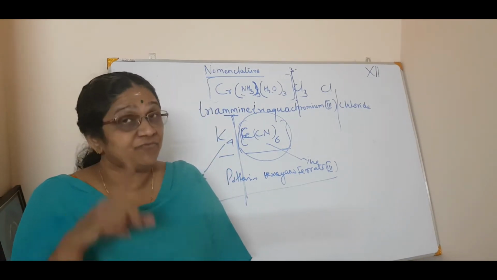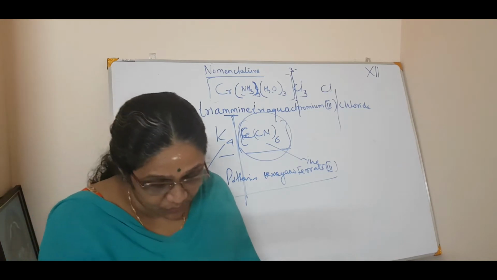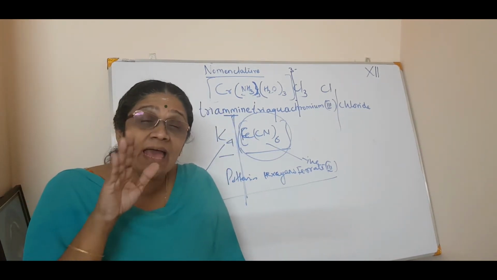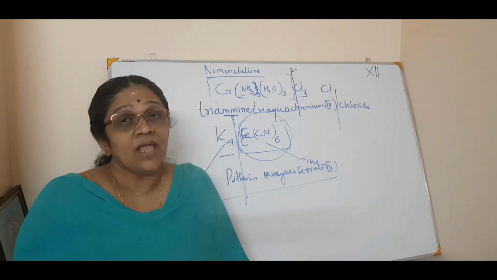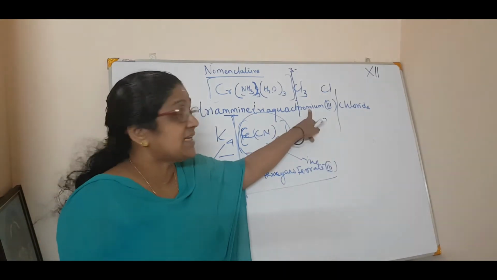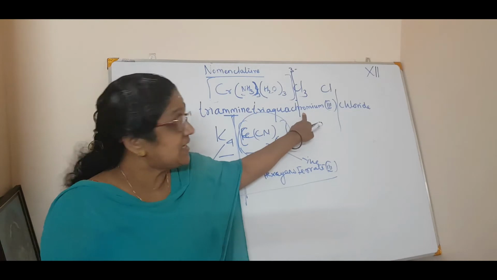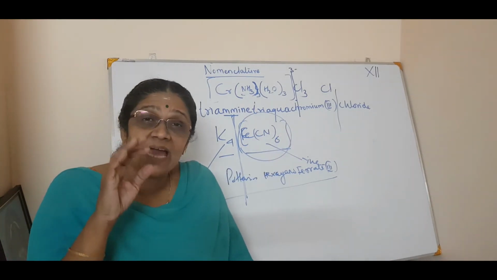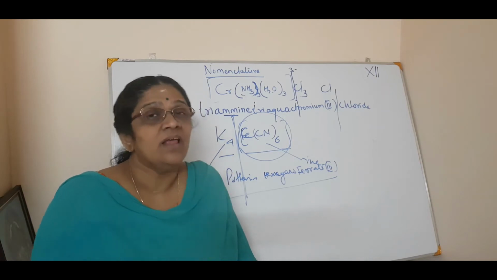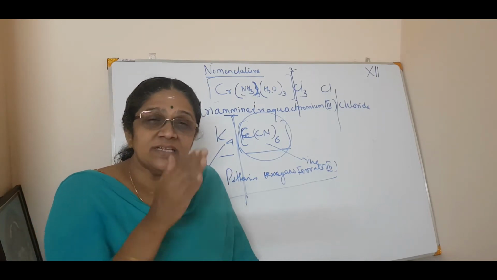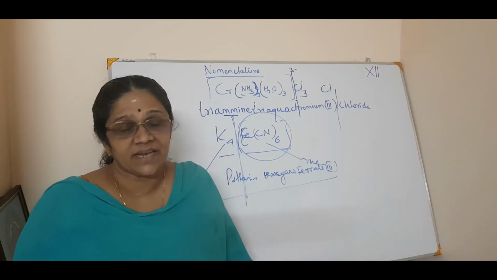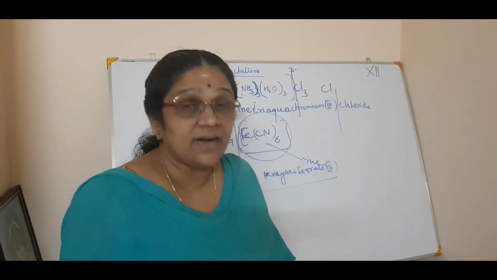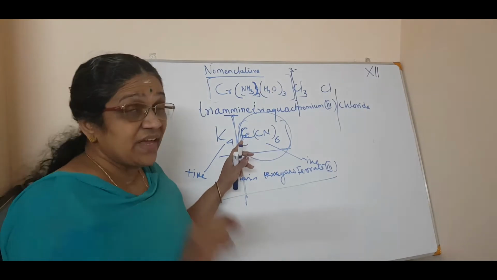Clear? That is the first rule. Now the second rule is, what is it? The ligands are named in the alphabetical order before the central metal ion. Okay? Before writing the central metal atom, what should you write? Write the ligands in alphabetical order, A, then B, then C, and so on. Correct? Okay. So then the third is very important.